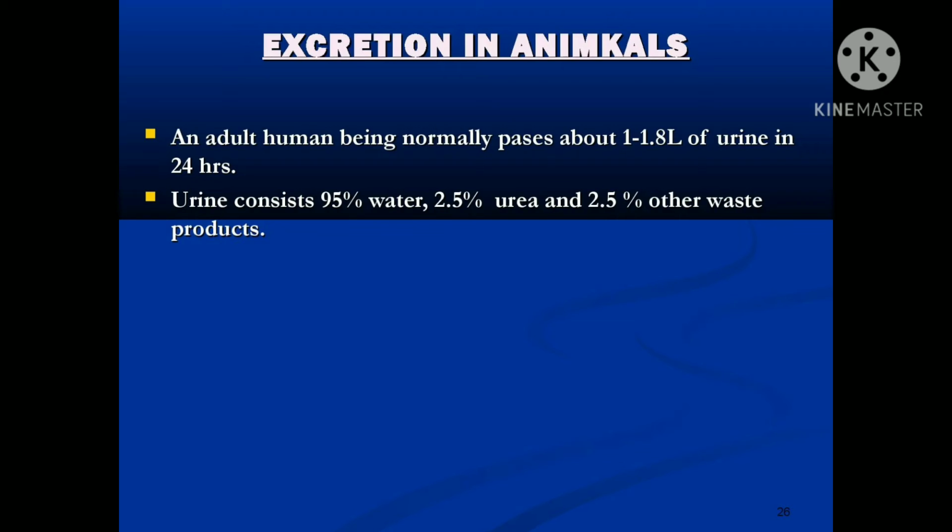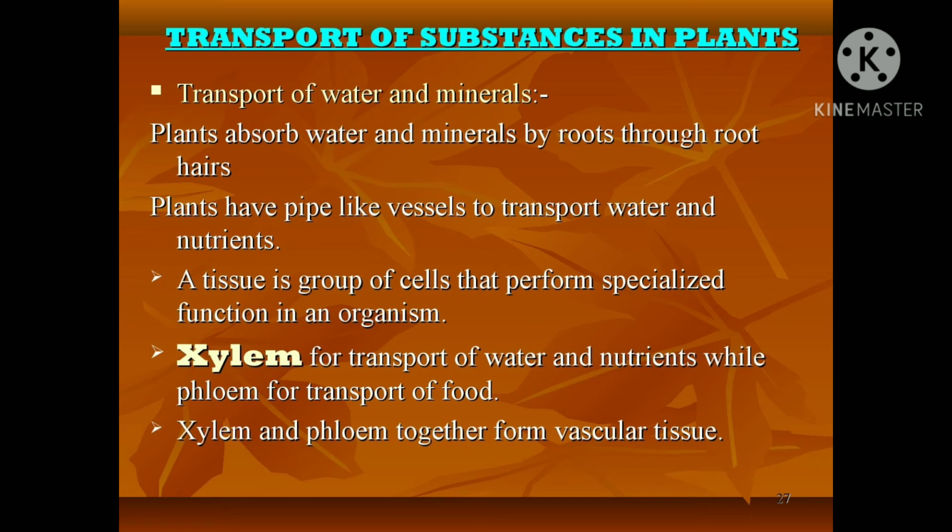Now let us move on to the topic of transportation of substances in plants. Transport of water and minerals: plants absorb water and minerals by roots through the root hairs. Plants have pipe-like vessels that help to transport water and nutrients.